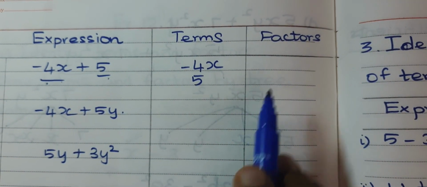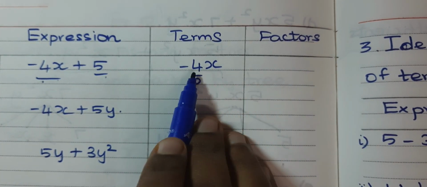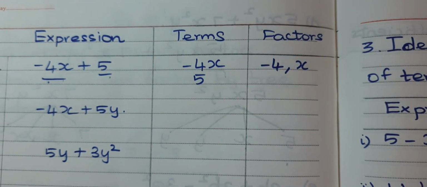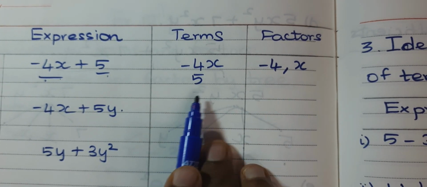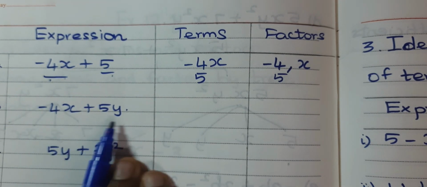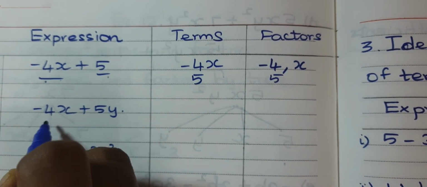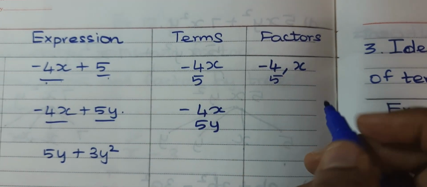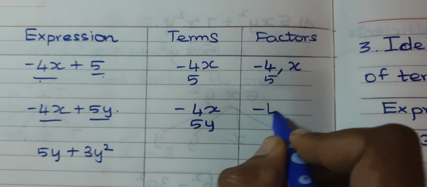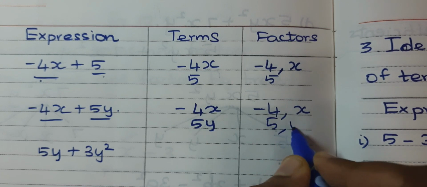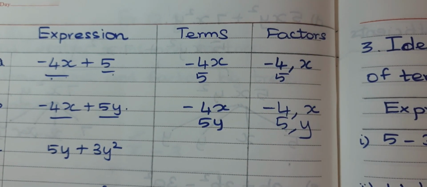Next I want to write the factors of this. What are the factors of minus 4x? Minus 4, x. As we did in the tree problem, same like that. Next is minus 4x plus 5y. These are the two terms, minus 4x and 5y, and the factors are minus 4, x, 5, y.